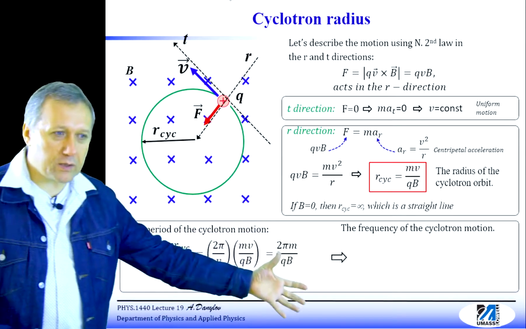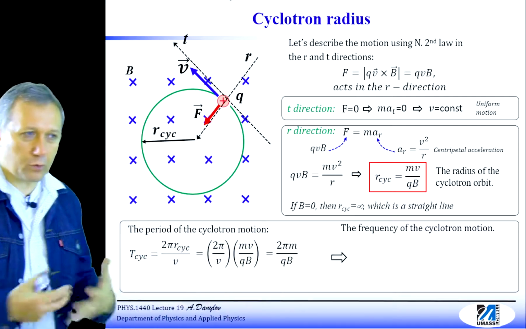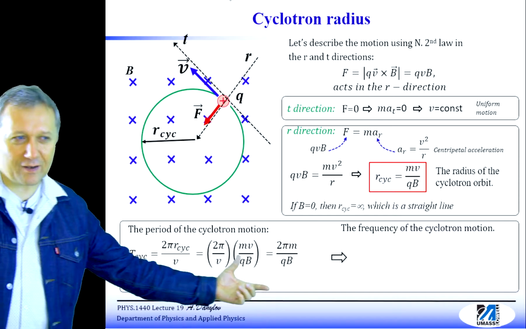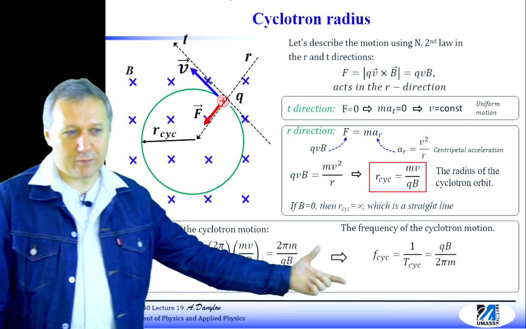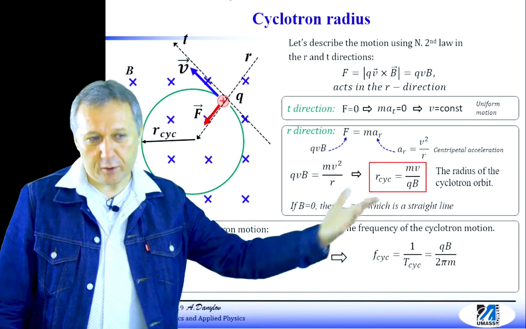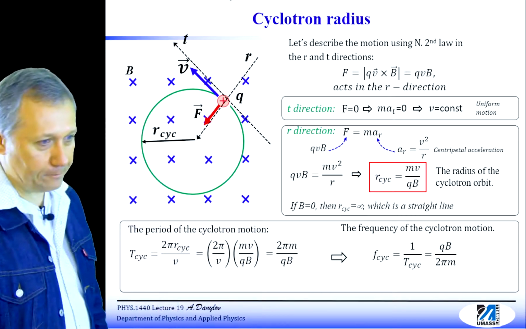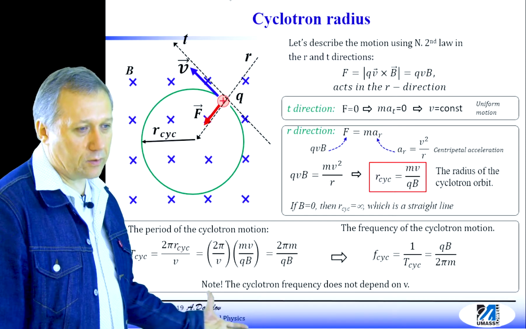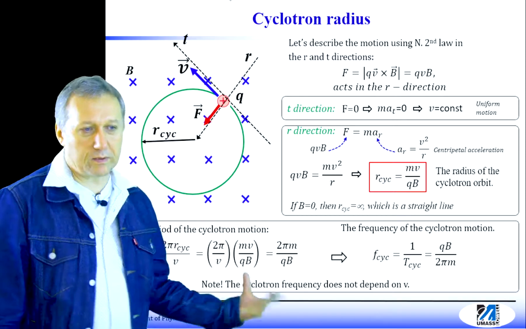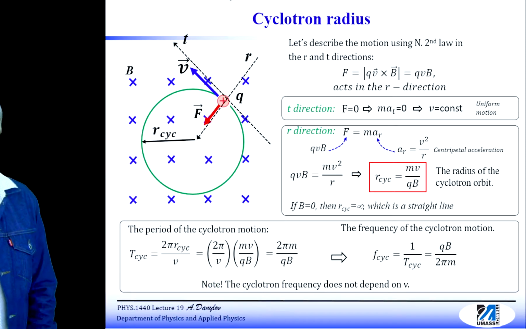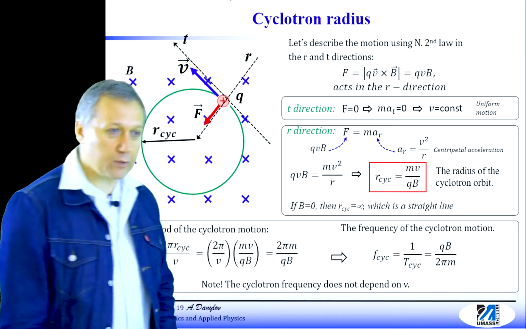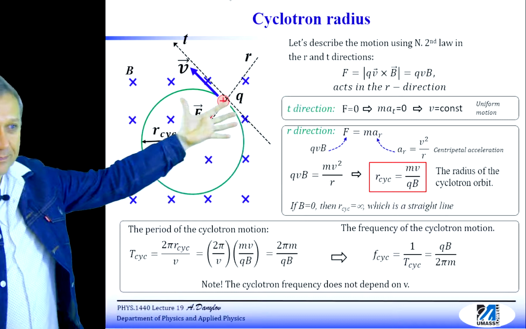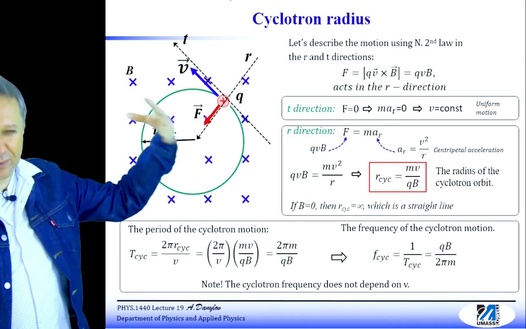And then of course you can ask, what about the frequency? Frequency is just the reciprocal of the period, so you just need to flip this formula. So the frequency will be 1 over T, which is qB over 2 pi m. And that's what is important about this: the cyclotron frequency and the cyclotron period do not depend on the speed of the particle. Great, so that's what cyclotron motion is. It sounds so cool.